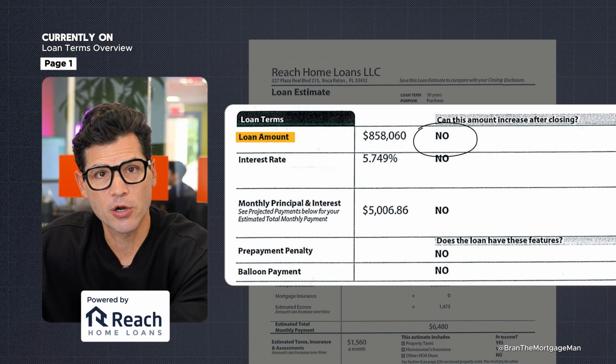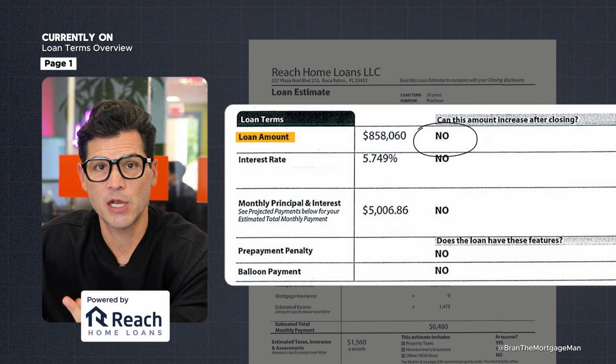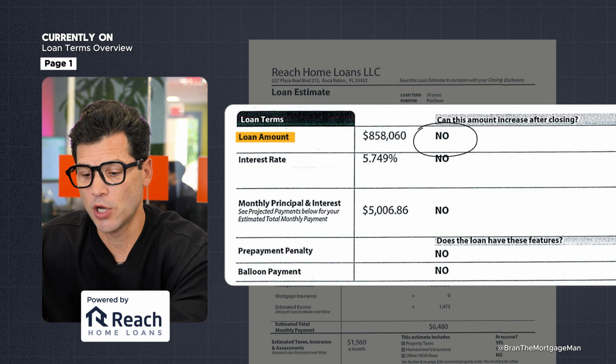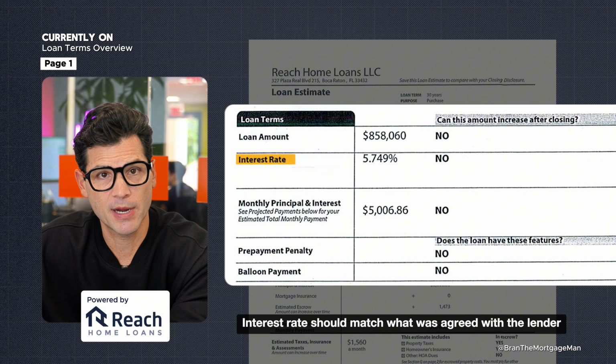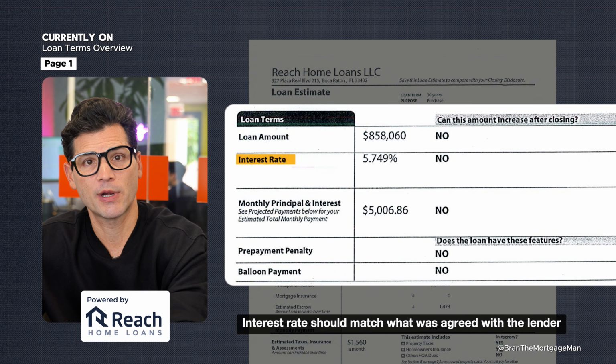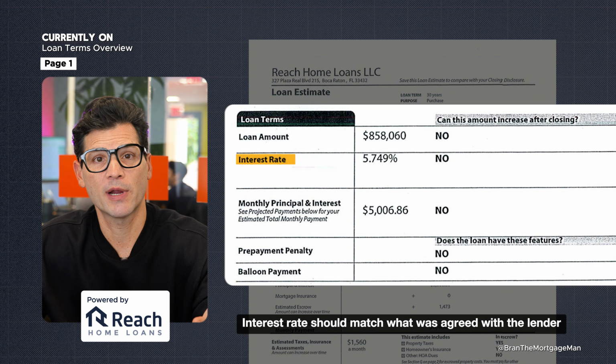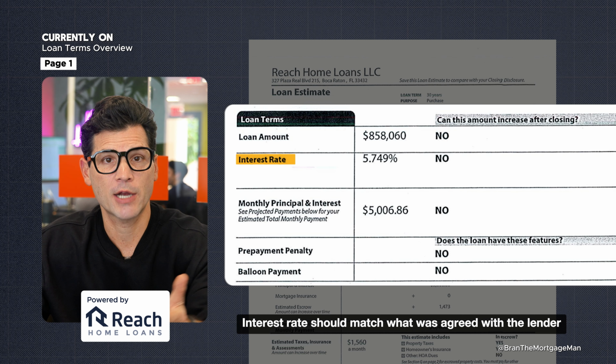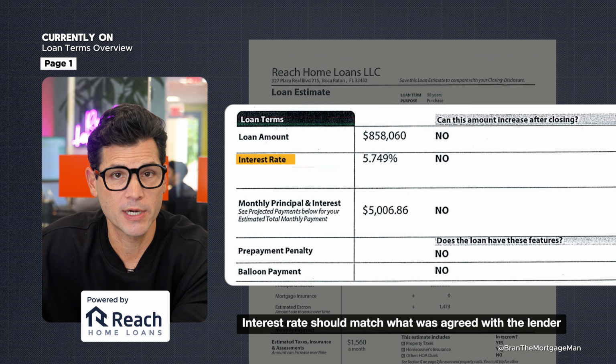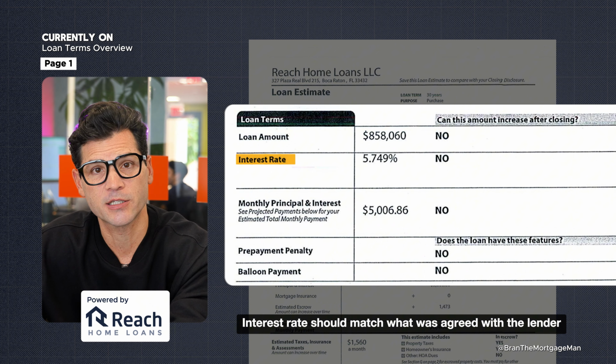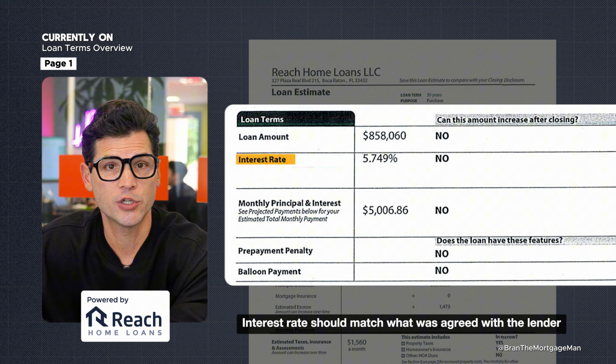But you want to make sure that if you're getting a conventional mortgage, an FHA mortgage, or a VA mortgage, the word no is listed there. Next, your interest rate. In this case, it's 5.749%. Now, obviously everyone's rate is going to be different. It's going to be dependent upon what you actually qualify for. But what's most important is that you want to make sure that the rate that's listed on this loan estimate is the rate that you agree to with your lender.